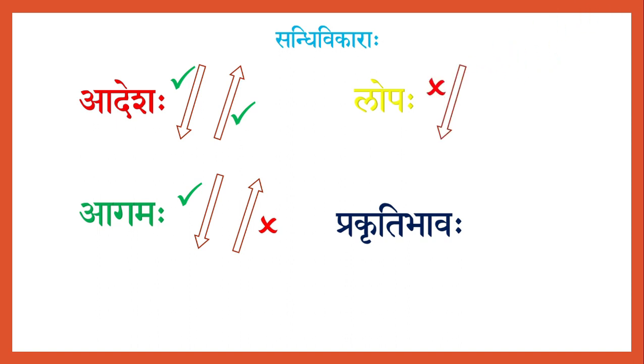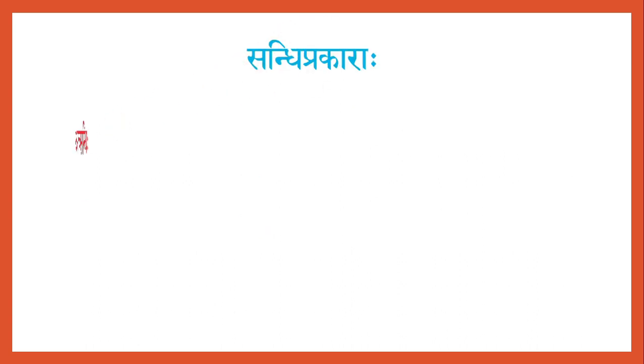In case of Lopaha, there is no entry of any letter, but instead one letter disappears. When we observe Prakriti Bhavaha, there is neither any entry nor any exit of any letter. In short, we have seen this. This is what happens in each of the 4 types of Sandhi Vikaraha.